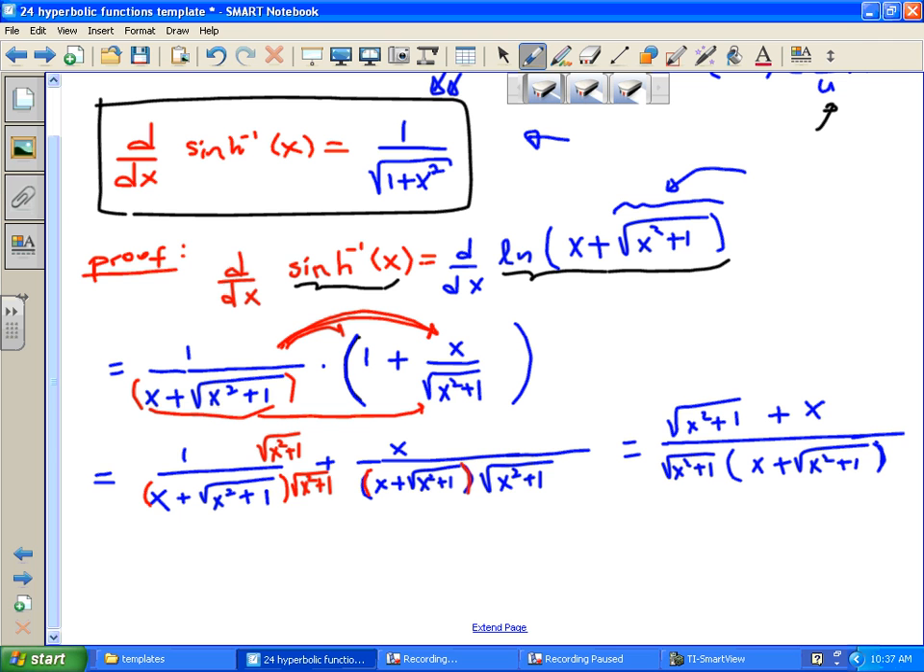Yes, Daniel? Split them up and cancel the radical x squared plus 1 over radical. No, but then we're going backwards. Then we're going to get the two fractions again. Instead of splitting, any other thoughts?